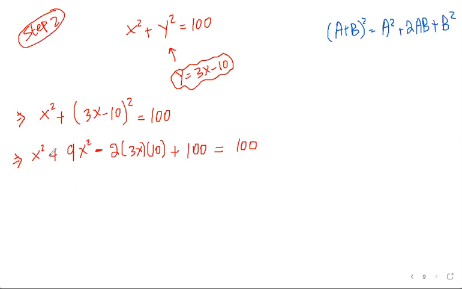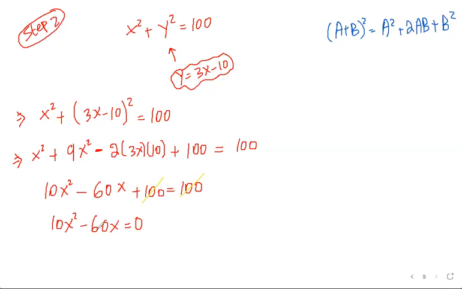Okay, simplify. So I get here x squared plus 9x squared is 10x squared, minus 2 times 3 is 6 times 10 is 60x, plus 100 equal 100. The 100 with the 100, they cancel each other. So now I get 10x squared minus 60x equals 0.